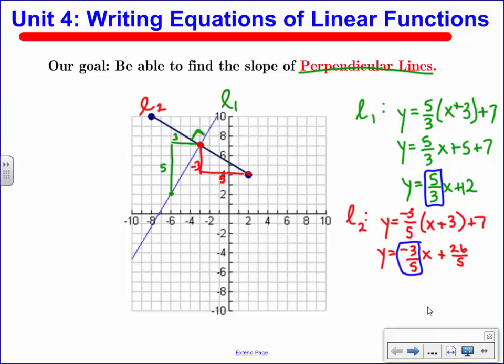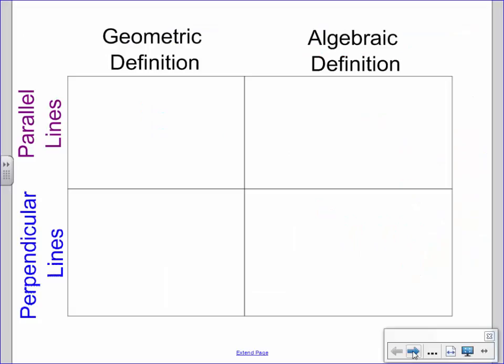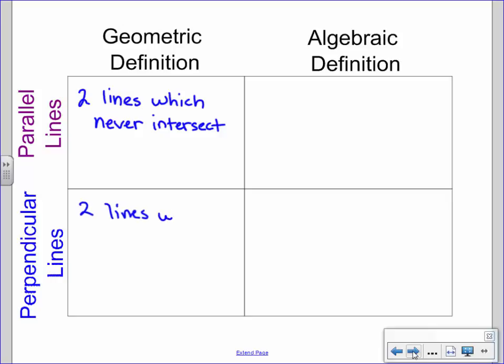Let's go ahead and write out some very specific vocabulary for this. When we're talking about parallel and perpendicular lines, we're talking about both a geometric definition and an algebraic definition. For parallel lines, the geometric definition is two lines which never intersect. Whereas for perpendicular lines, the geometric definition is two lines which intersect at a 90-degree angle. And so those are our geometric definitions. That is, if we're looking at a geometric picture, we would know if those lines are parallel or perpendicular based on these definitions.